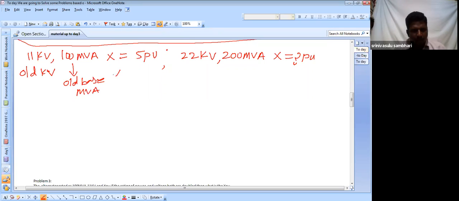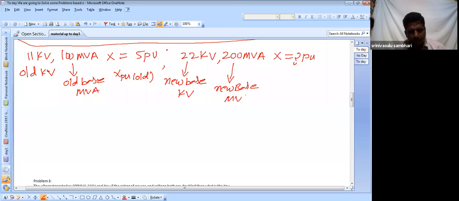This is X old. Now this is new base kV. This is new base MVA. We have to find what is X per unit new. Now we know what formula we are writing.